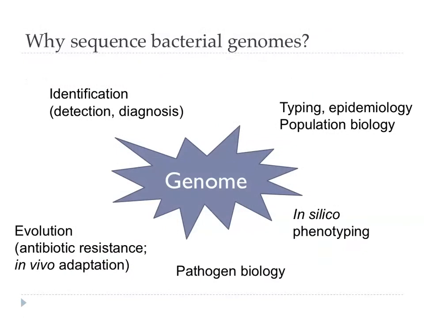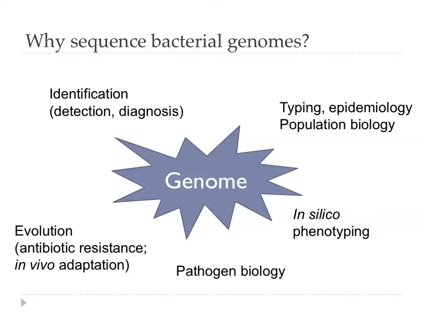So this is a slide from Nick Lohmann, just pointing out, once you've got a genome, there's all sorts of things that you can do with bacterial genomes. You can identify organisms, detect them, diagnosis, typing, epidemiology, population biology. Although you're looking at the genotype, you can reconstruct the phenotype and the metabolic processes going on within the organism. In one famous case, people were able to devise a culture medium for an organism that was previously unculturable by looking at the genome.